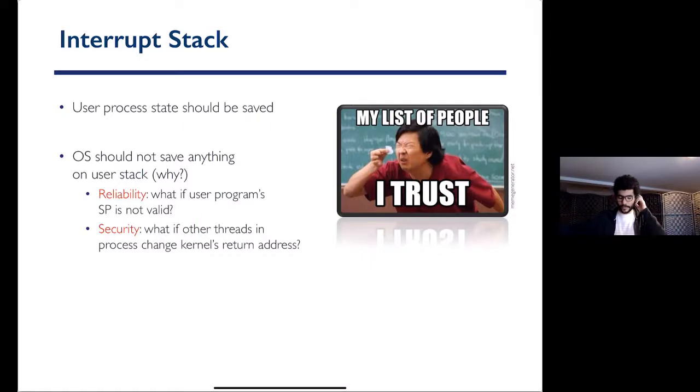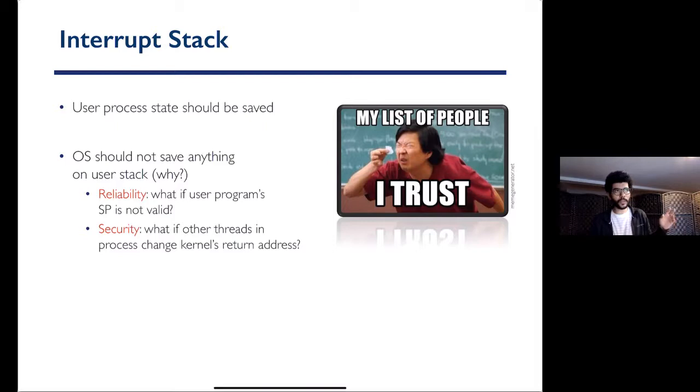reliability, it's against security. So don't forget that, let's say you have a multiprocessor, one thread of process 1 is running on core 1, and another thread of process 1 is running on core 2. Now, let's say thread 1 on core 1 is interrupted. If the operating system uses the stack of this thread 1 to save its state, thread 2 still has access to that. So thread 2 could go and mess up whatever the operating system has saved. So it's against reliability, it's against security.